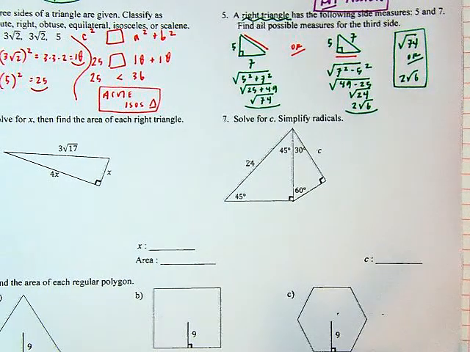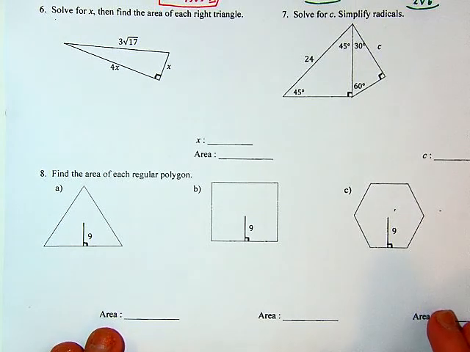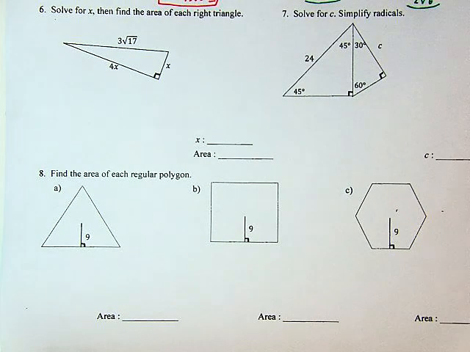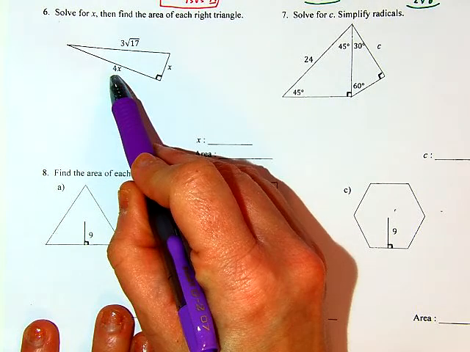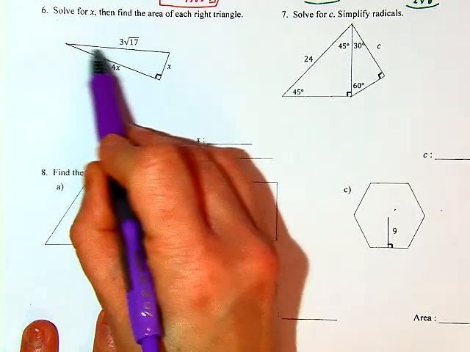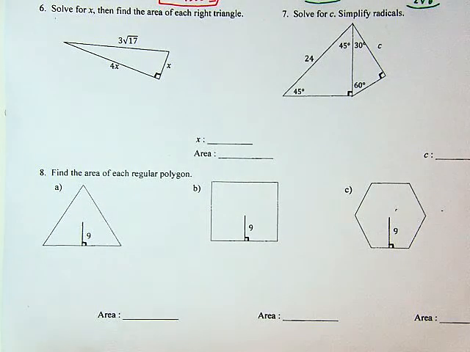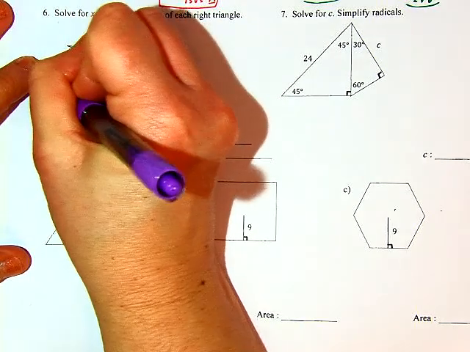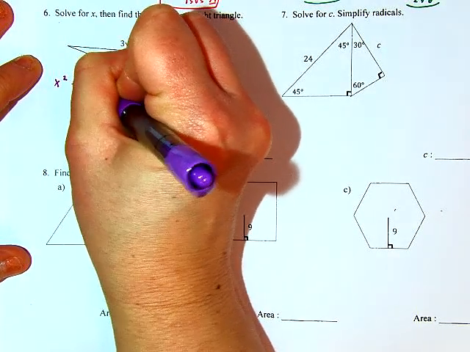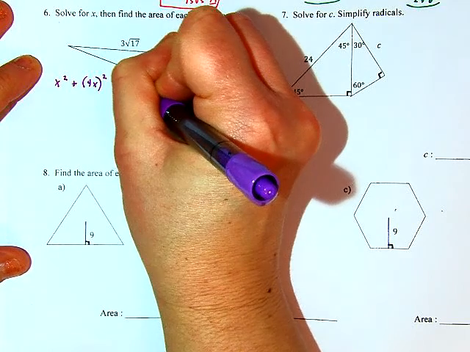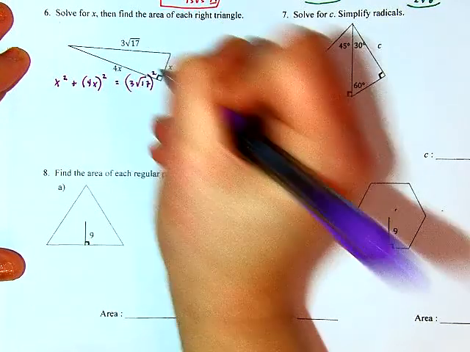All right, next skill: solve for x and then find the area of the right triangle. So here I see some variables. I see x here, 4x here, and then I see a radical for the hypotenuse. So I need to solve for x, so I'm going to use the Pythagorean Theorem first. I know that x squared plus (4x) quantity squared equals (3 root 17) squared.